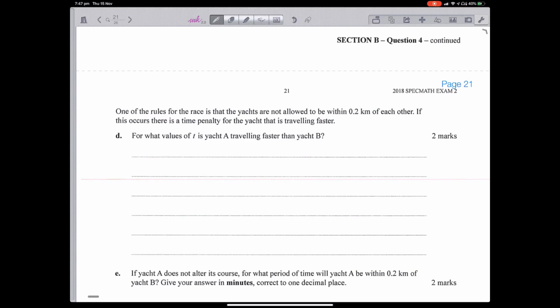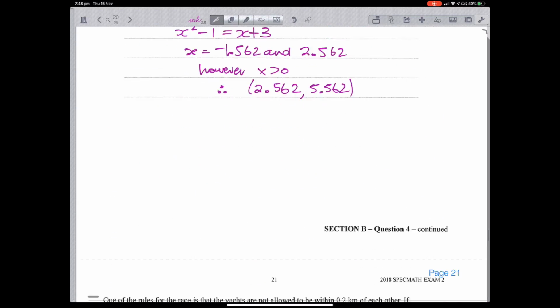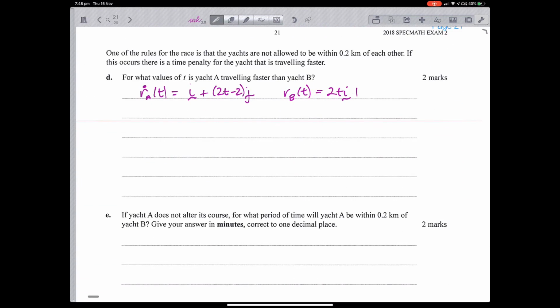Okay, one of the rules of the race: yachts are not allowed to be within 2 kilometers of each other. If this occurs, there is a time penalty for the yacht traveling faster. Okay, for what values of t is A traveling faster than B? So we want to look at their respective speeds. rA of t, the first one was t, and then t squared plus 2t minus t j, and then rB of t is t squared and then t squared plus 3. So it's going to be 2ti plus 2tj.